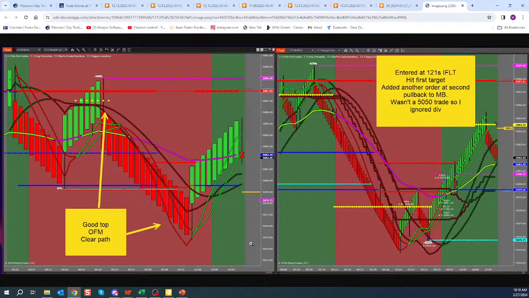Good top, odds favorable, clear path. There is your first entry. Getting paid at 76. I like it. Nicely done. And then your second entry, trying to take advantage, and the rules are met, and it doesn't work, and you take a small loss.